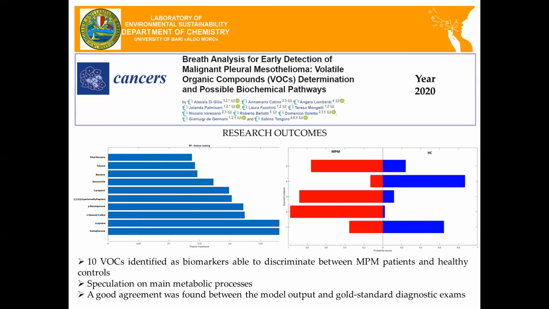A good agreement was generally found between the model output and the response from the gold standard diagnostic exam, in this case the computed tomography. As it's possible to observe from the probability score graph on the right-hand side of the slide, the blind cases classified as controls by the model were proved to be healthy subjects after more accurate diagnostic investigations, while the other 3 blind samples classified by the model as pathological cases were affected by mesothelioma in 1 case, or by the presence of pleural plaques.